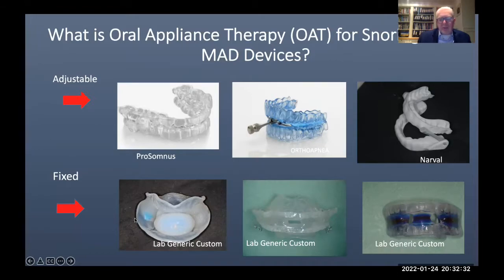These are custom devices with tongue retaining for edentulous cases. These are classical monobloc devices that evolved over time, but various designs that were really just in-house designs that serve a function as well.